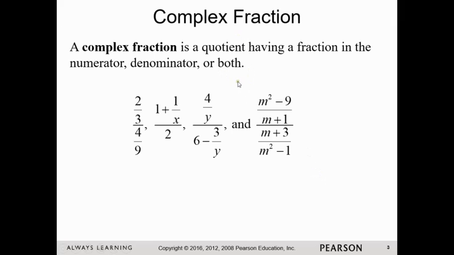A complex fraction is a quotient having a fraction in the numerator, denominator, or both. As you can see in each one of these examples, we have a fraction here in the numerator, 2/3. We have a fraction in the denominator, 4/9. So we have a fraction over a fraction, basically. And these are all examples of complex fractions. And what we're going to talk about is how to simplify them.